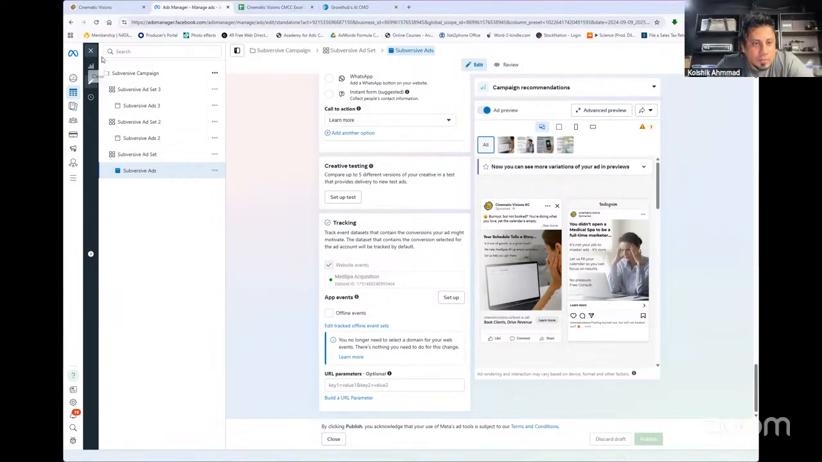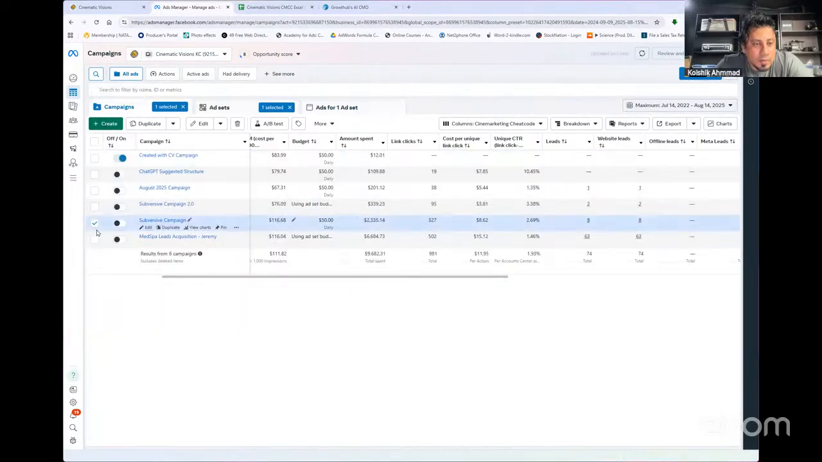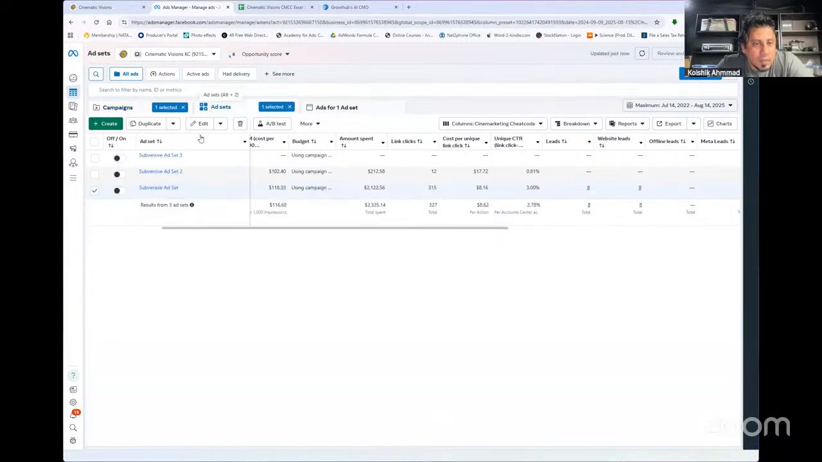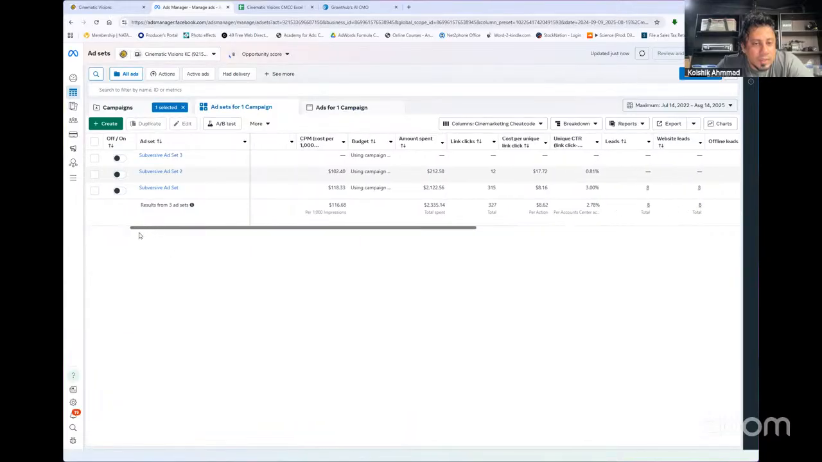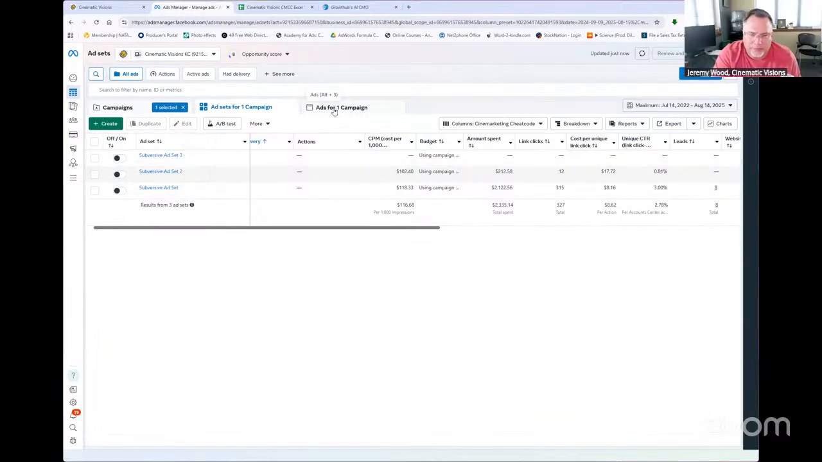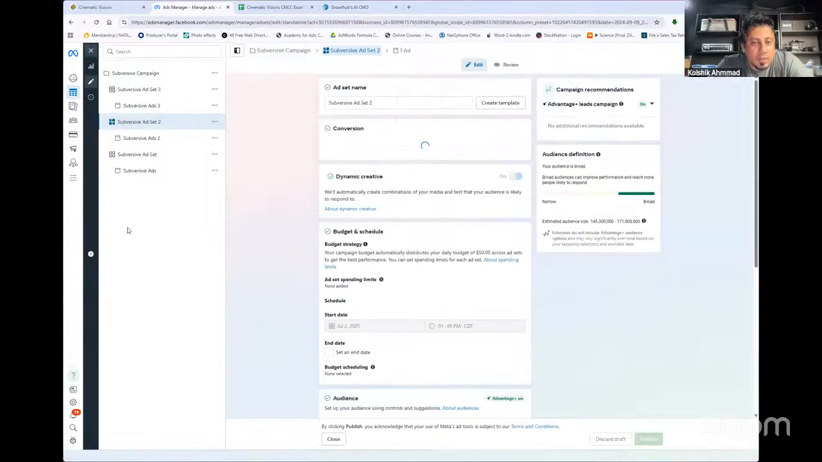So let's close out of this, and then let's click on campaigns again. Actually, just to be sure, select the subversive campaign again, and then click on ad sets. Just to be sure, is there any difference between subversive ad set 2 and ad set 3? Did you go into the ad sets? Not in the ad sets. Maybe in the ads there would have been, but not in the ad sets. So go and click on subversive ad set 2, put a check mark next to that, and then click on the ad level.